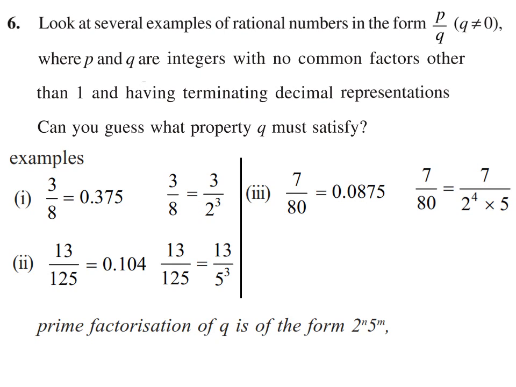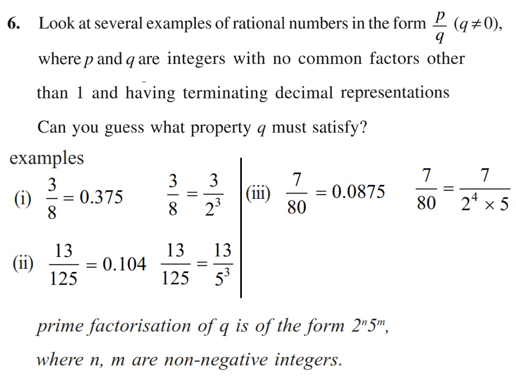So the prime factorization of Q will be in this form, where P, N and M are non-negative integers. So they can be 0, 1, 2, 3, up to infinity. Just remember, if your denominator has only terms of 2 to the power m, or 5 to the power n, or 2 to the power m into 5 to the power n, then that rational number has a terminating decimal expansion.